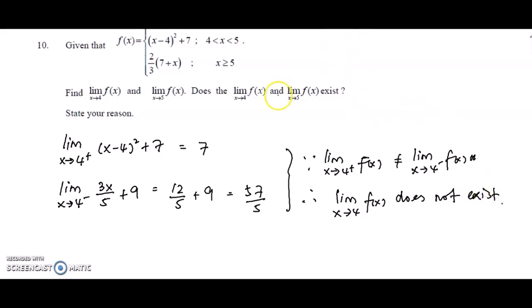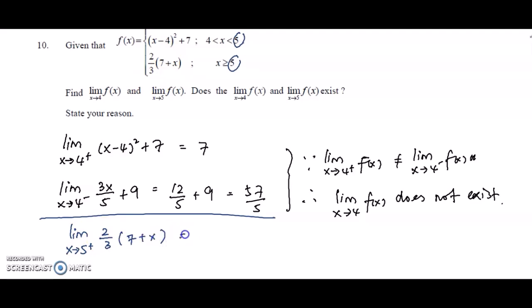Then after that, you need to get the limit when x approaches 5. Since this is a piecewise function, and 5 is actually located at the boundary value, you need to check the right-hand limit and the left-hand limit. So when x approaches 5 positive, the function is 2 over 3 times (7 plus x). To evaluate this, just put in 5. You got 7 plus 5, that is 12, 12 times 2, that is 24 over 3.